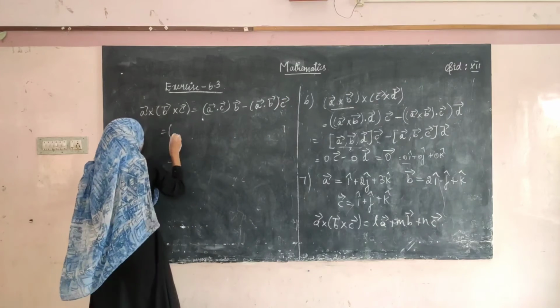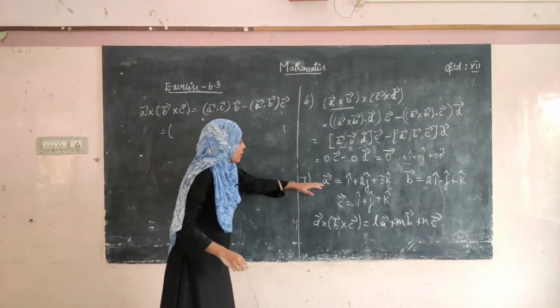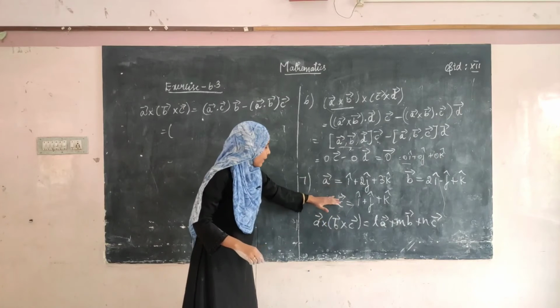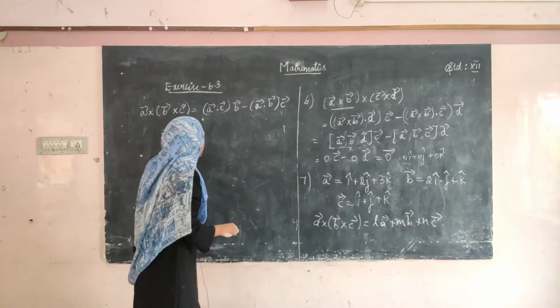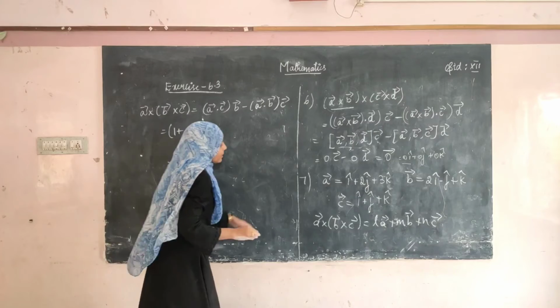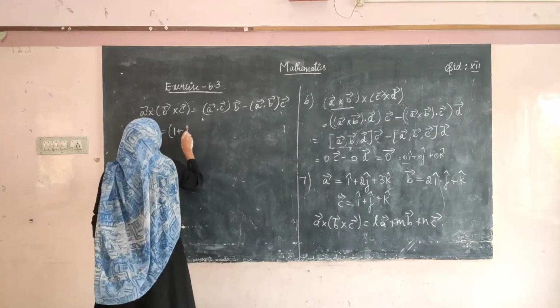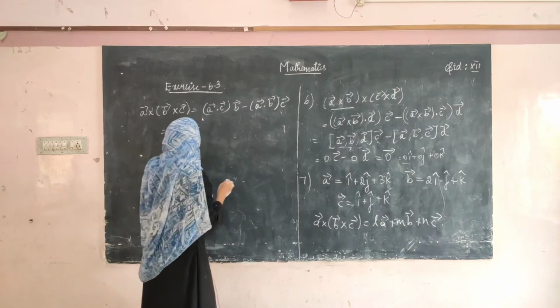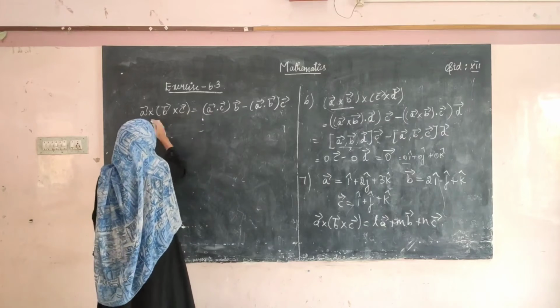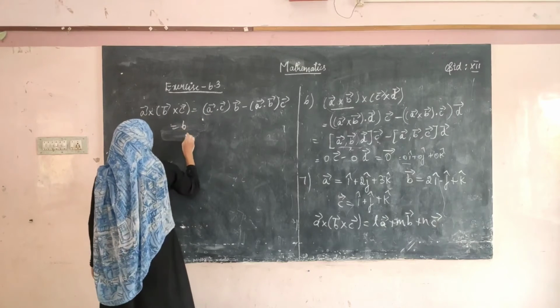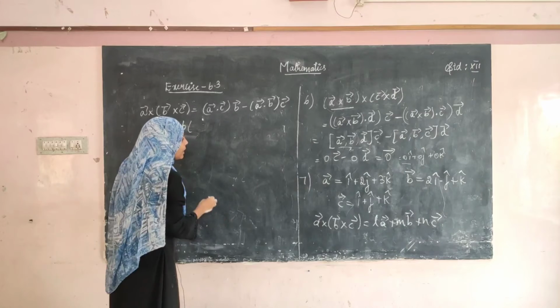Okay, shall we compute this? What is a vector dot c vector? We have to take the dot product of a vector and c vector. 1 into 1 is 1 plus 2 into 1 is 2 plus 3 into 1 is 3. So 3 plus 3, the answer is 6. 6 into b vector. What's b vector?